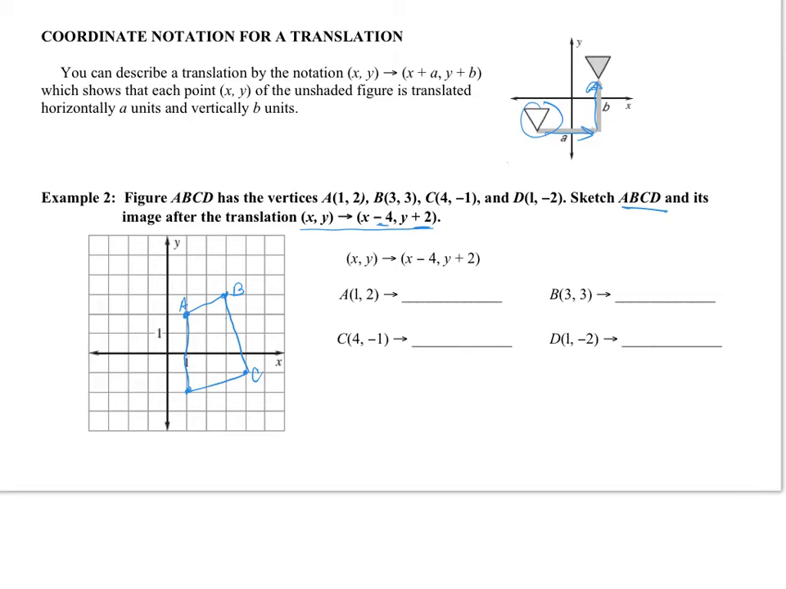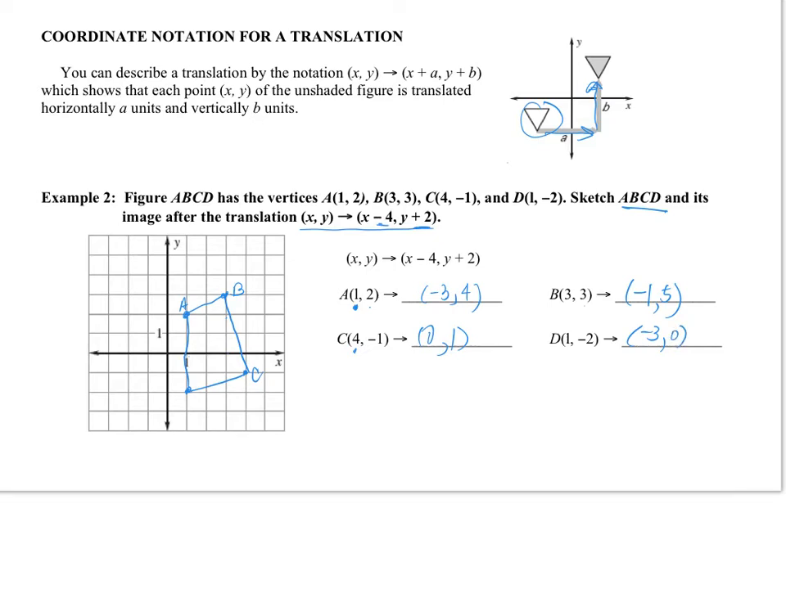So I'm going to first work this out for every point. For (1, 2), I'm going to take 1 and subtract 4 to get -3, and 2 plus 2 is 4. And 4 minus 4 is 0, -1 plus 2 is 1. 3 minus 4 is -1, and 3 plus 2 is 5. And then we have 1 minus 4 is -3, and -2 plus 2 is 0.